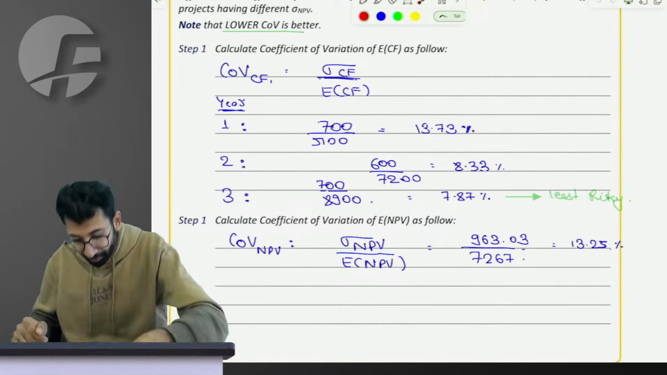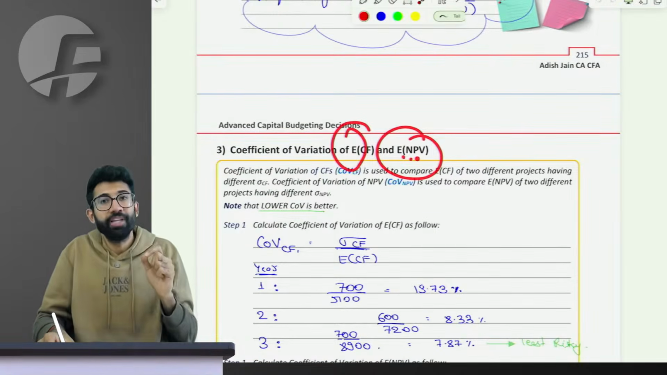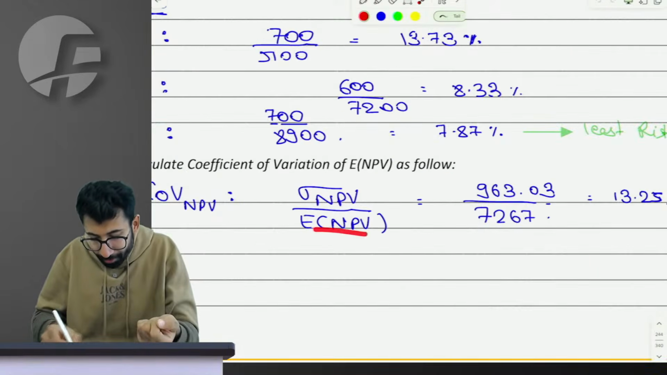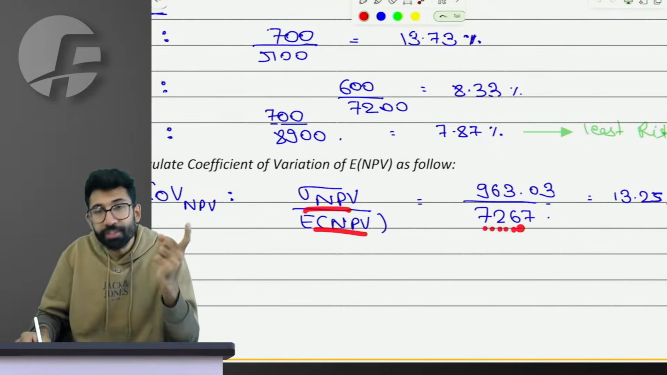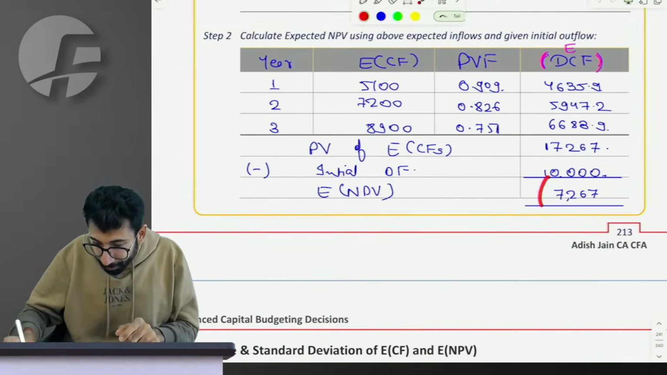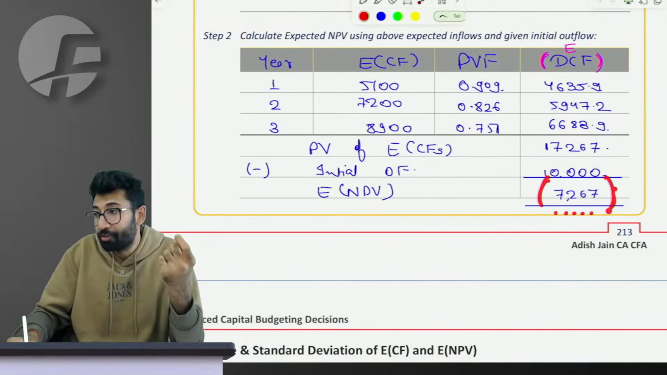Lower. Perfect. What you are doing for cash flow, the same thing you can do at NPV level, because even for NPV, you have expected NPV and the risk of NPV. I am expected to earn 7267 as my NPV. The expected NPV you learnt on the very first page.